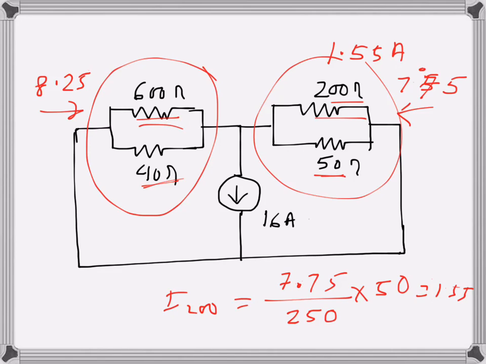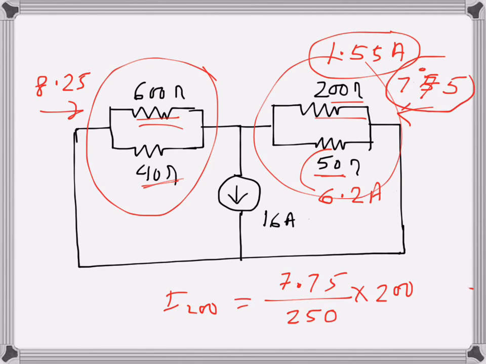And if I want to find the other current, I can apply the current divider rule for this one as well. It will be the same thing but multiplied by 200 over 250, and the result I get is 6.2 amps. I could as well calculate that current by subtracting 1.55 from 7.75, and I would have got the same value. So 6.2 amps is this current.